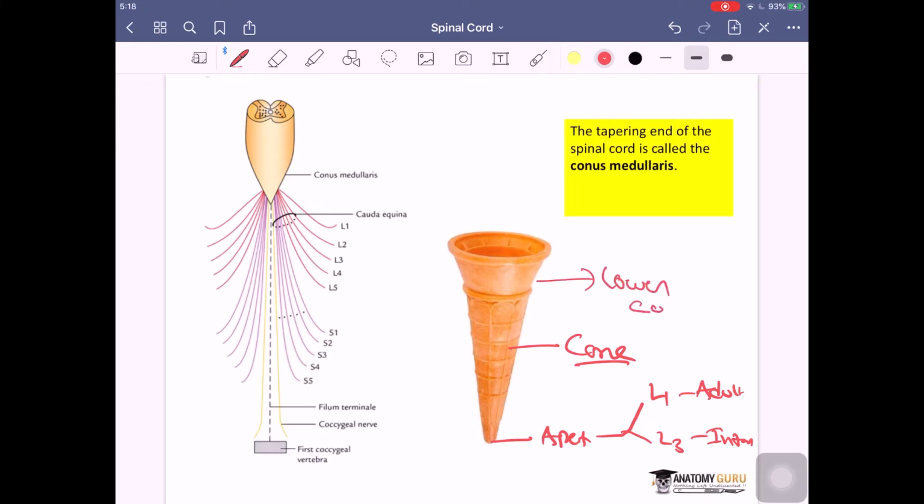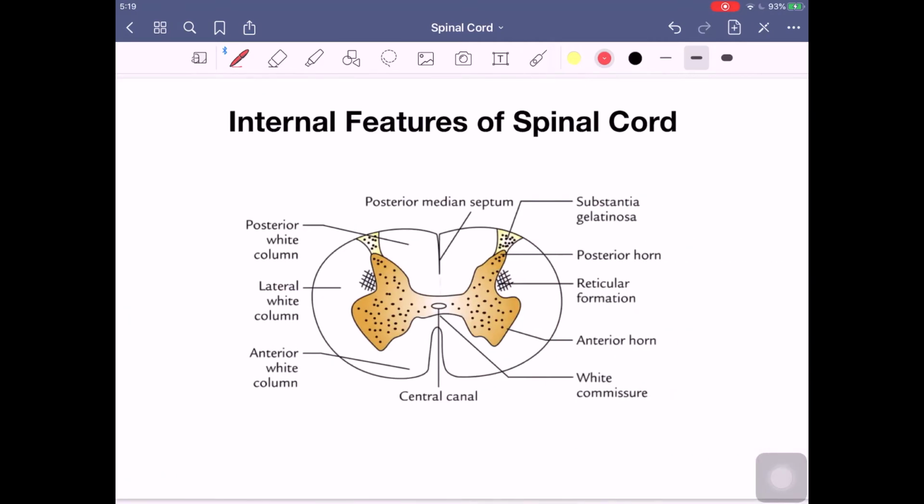And it continues above with the lower coccygeal section or part of the spinal cord. And the tip gives attachment to your filum terminale. Now that's all about the external features. From this point onward we'll look into the internal features of the spinal cord.